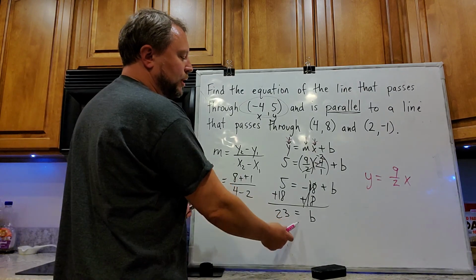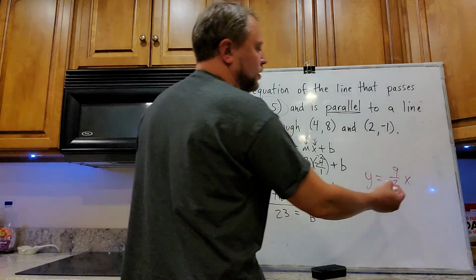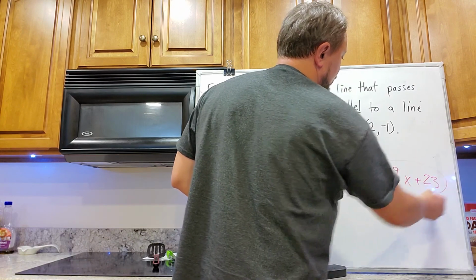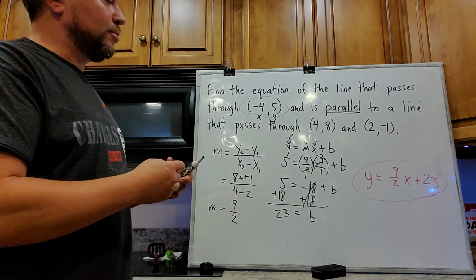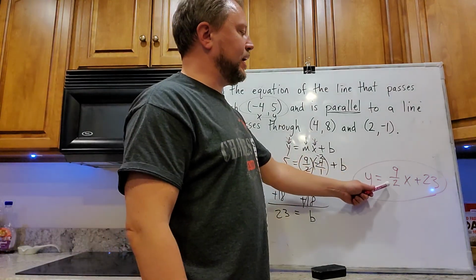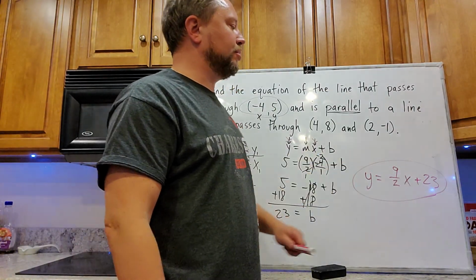And I know my b is 23. So this would be a positive 23 on the end. So there's my equation for that one. It would be the equation y equals 9/2 x plus 23.